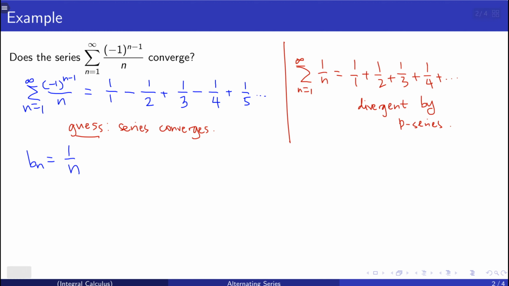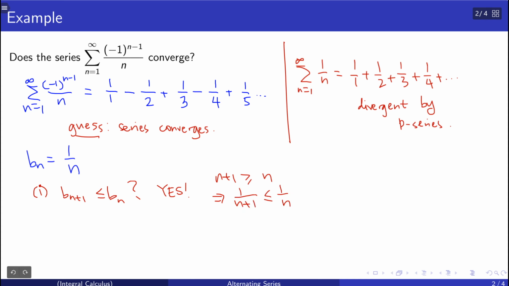And we can actually use it now for this initial example. First, is it true that b sub n plus 1 is less than or equal to b sub n? Yes, simply because n plus 1 is larger than or equal to n. And we can now say 1 over n plus 1 is smaller than or equal to 1 over n. So that proves this sequence of b sub n's is decreasing. Finally, is it true that b sub n approaches 0? Clearly, yes. It's 1 over n.